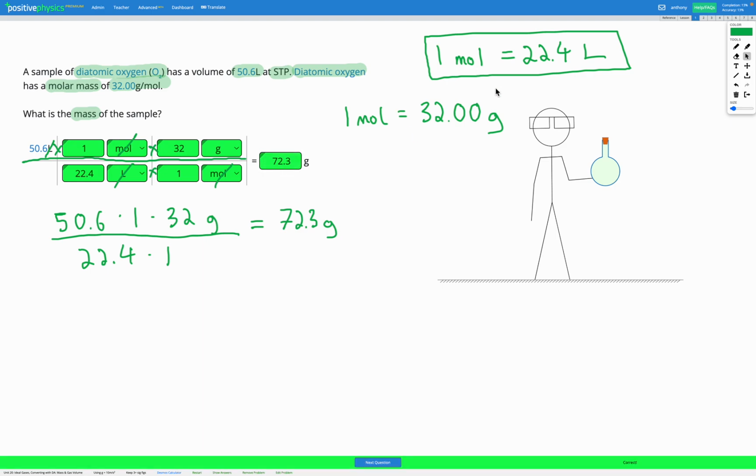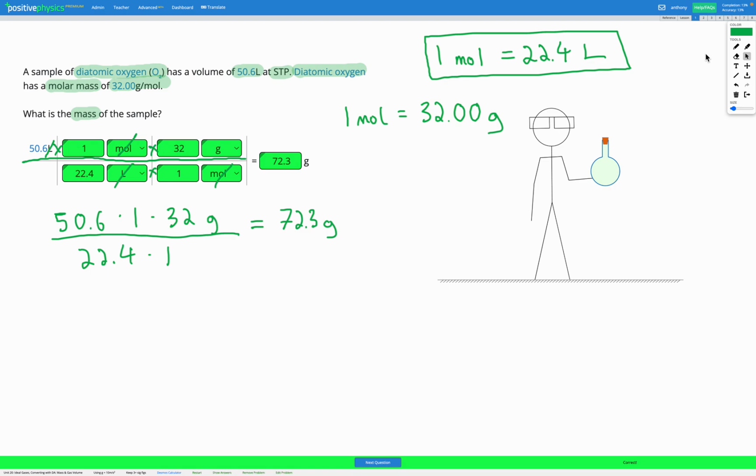So same as the previous skill, we're using 1 mole of an ideal gas is equal to 22.4 litres. We also need to use the molar mass of our compound as our second conversion factor to get then from moles into grams. Remember, this only works at standard temperature and pressure, STP. If it's not at STP, you're going to need to use the ideal gas equation to figure out how many litres of gas is 1 mole.